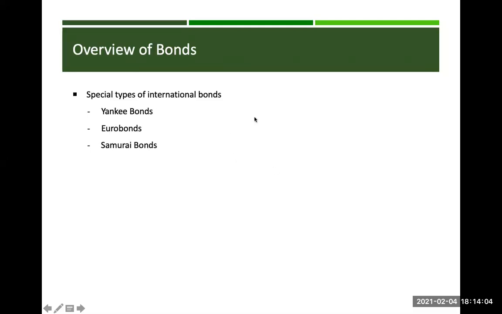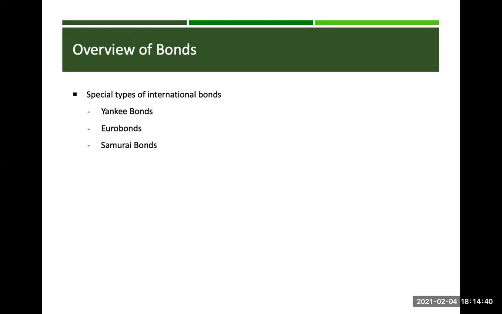The world of banking and finance, financial markets, is not really known to be PC. And you can see that in many different aspects of banking and financial markets. One area is here. They have names for bonds that are less than sensitive. So Yankee bonds, bonds that are sold in the United States in US dollars that are issued by companies outside the US.